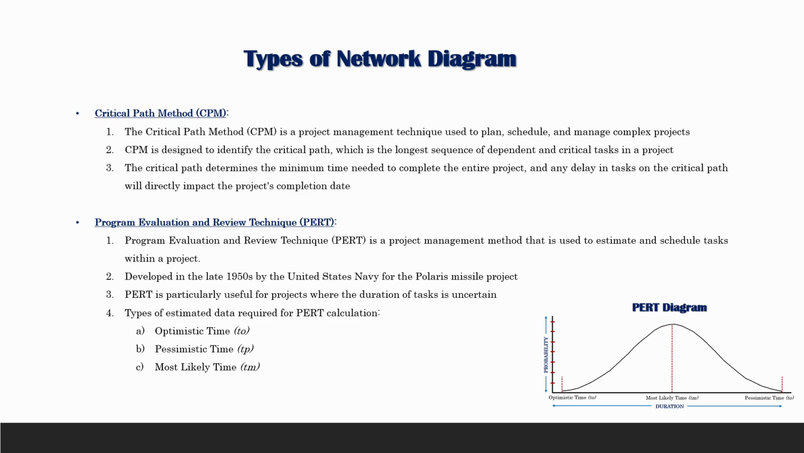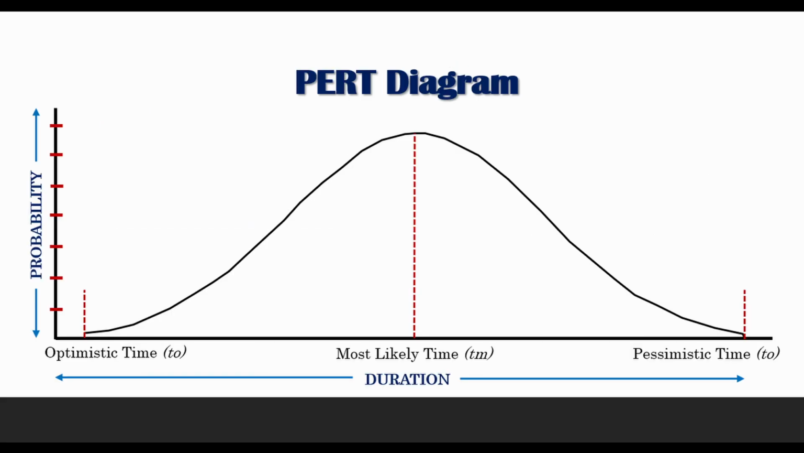In the program evaluation and review technique, which is PERT, we encounter a trio of time estimates: optimistic, pessimistic, and most likely, denoted by O, P, M. These time estimates paint the temporal landscape of project activities. So let's first discuss optimistic time, which is denoted by TO. It is a canvas of possibilities where activities unfold in their shortest possible duration. It's the best case scenario where efficiency reigns, resources align seamlessly, and performance is optimal.